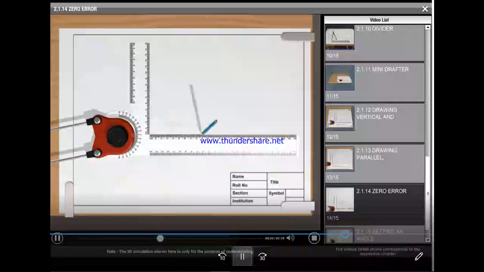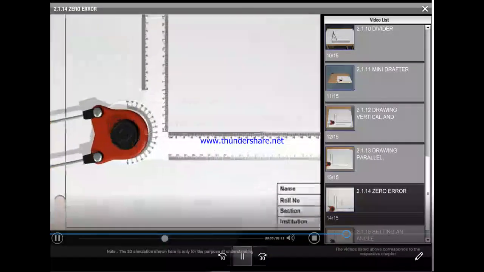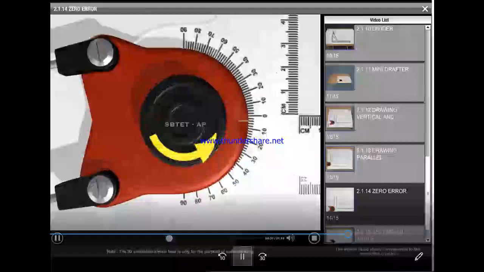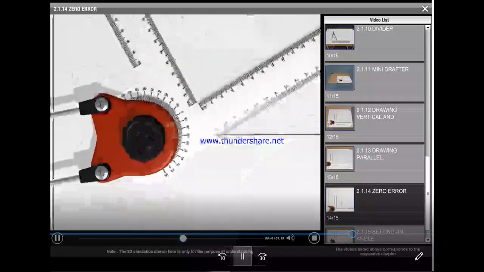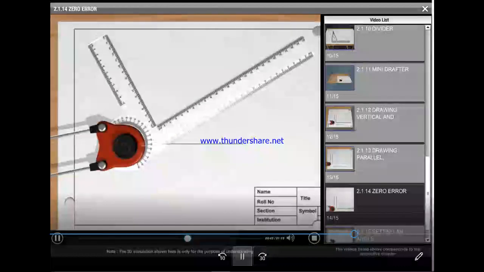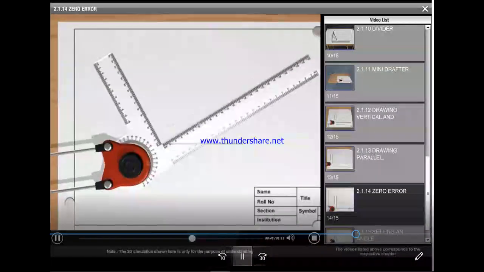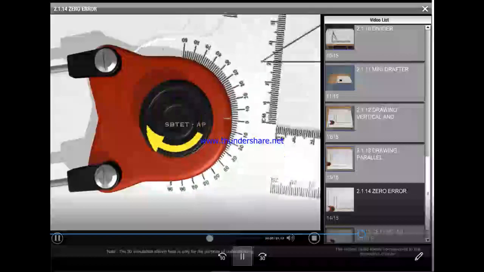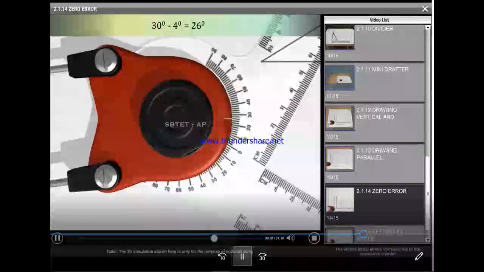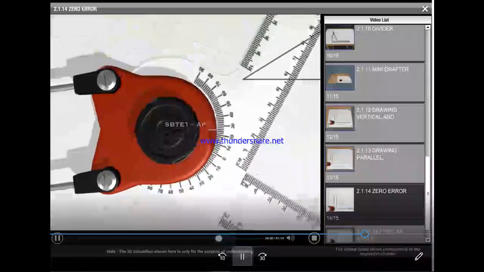If an angle of 30 degrees is to be set in the same direction, the scale is to be rotated through 34 degrees instead of 30. If the angle is to be set in the opposite direction, the scale is to be rotated through 26 degrees instead of 30 degrees.